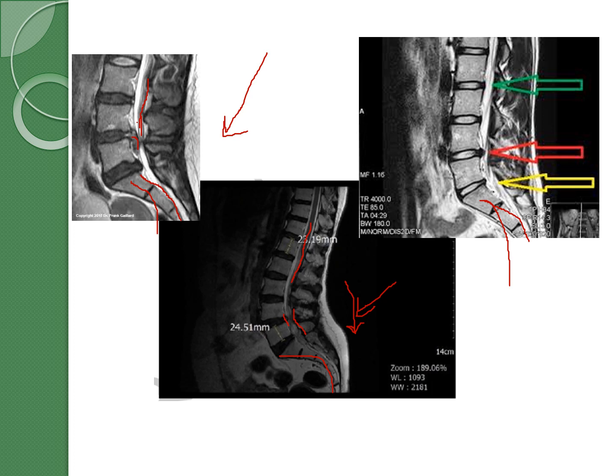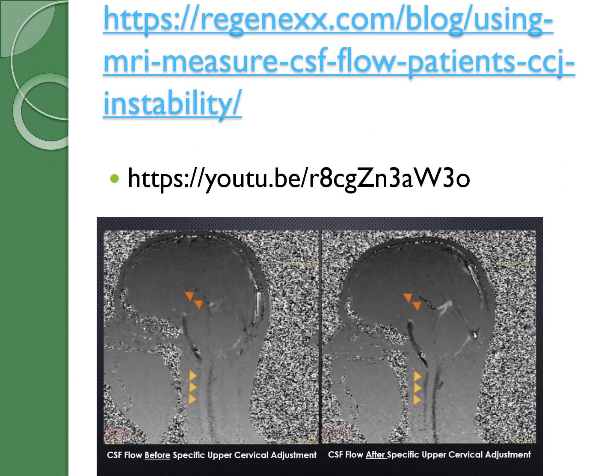So go back and look at those slides if you need to see that again, but it tells the story of how to try and fix this and what's going on. This is really cool, you guys. So take some time, pause this, hang out with this YouTube video. What it's showing, if you look at the words at the bottom, is cerebral spinal fluid flow before a specific upper cervical adjustment and cerebral spinal fluid flow after, and then note where those arrows are.